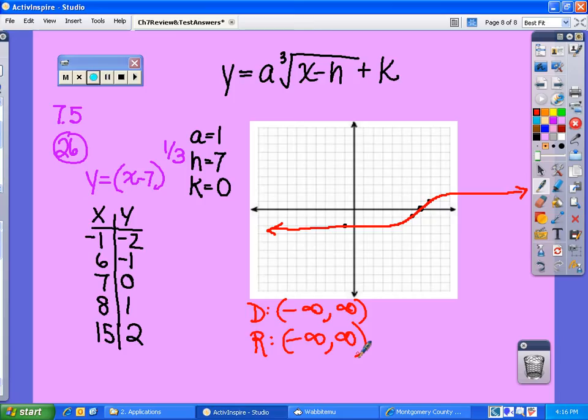If we want to discuss the transformations, notice an a of 1 means that it keeps the same size and shape, does not stretch or shrink. An h of 7 means that it has translated or shifted to the right 7 units. And a k value of 0 says that it has not shifted up or down at all. So the only real transformation here is the shifted right 7 units.